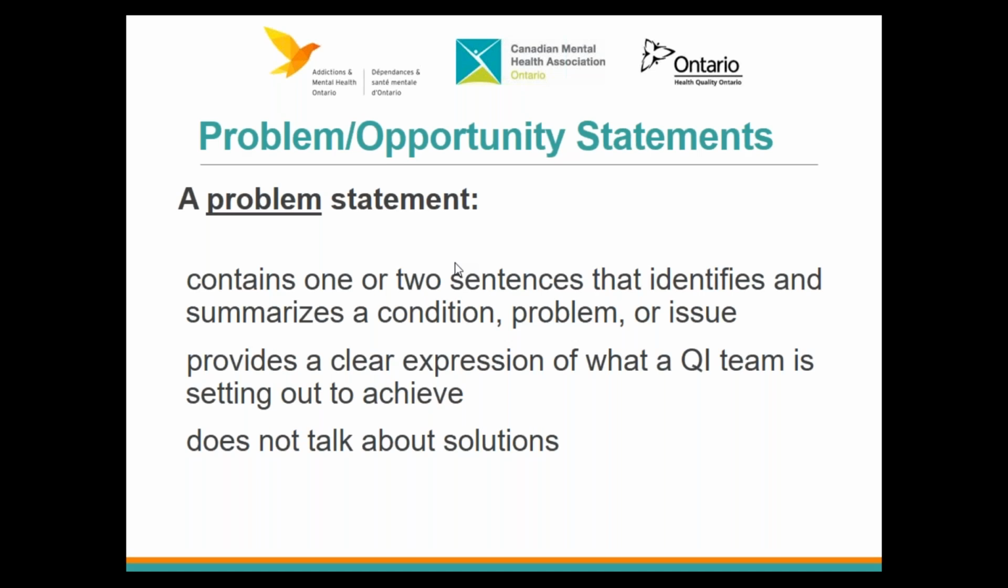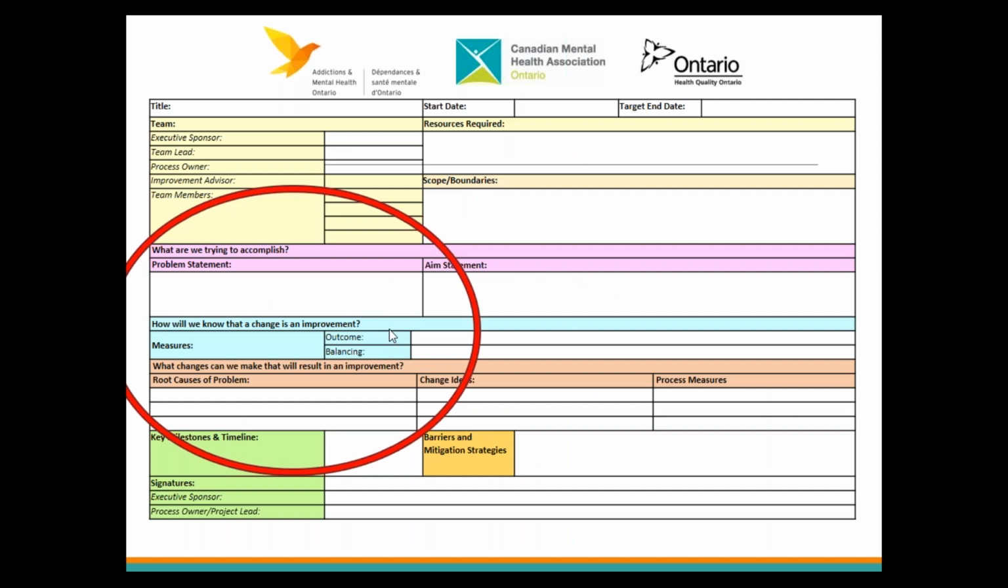And so to recap from our second webinar, that problem statement is really 1 or 2 sentences that identify and summarize that problem or issue that we want to improve. It provides a very clear expression of what the quality improvement team is setting out to achieve, but does not talk yet about solutions. And there'll be time to do that in our aim statement. And that fills in that little box right there.